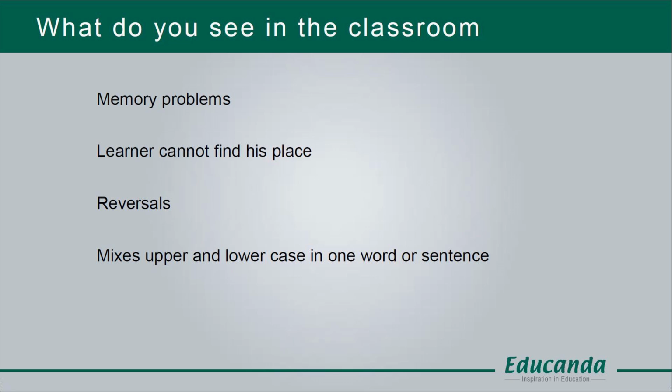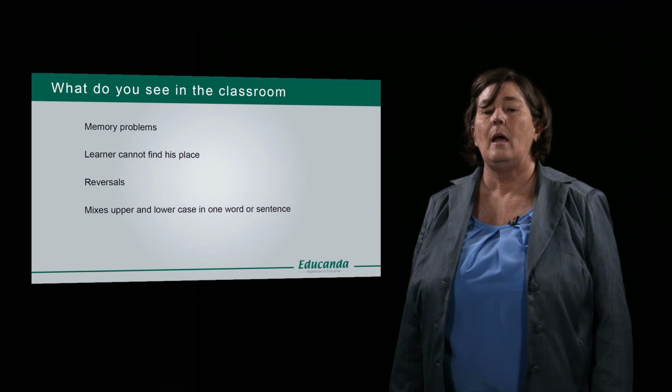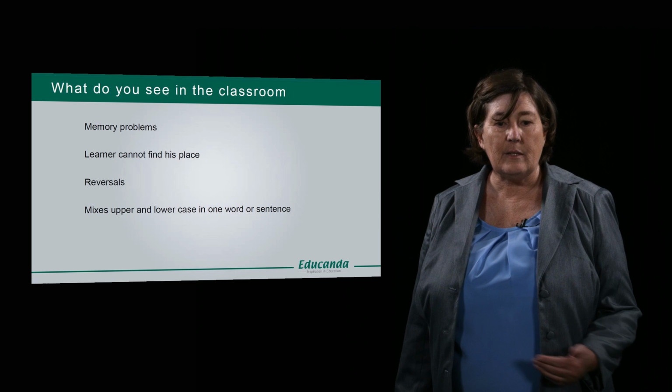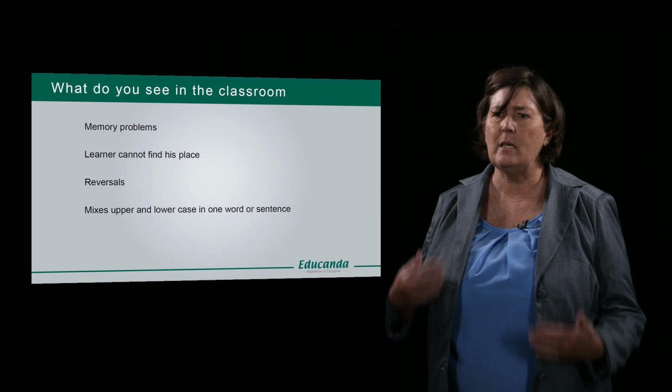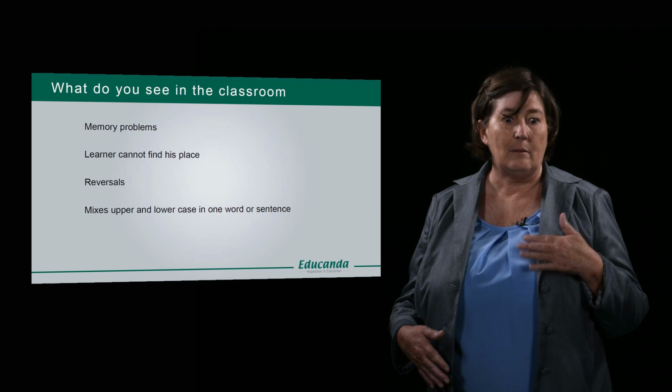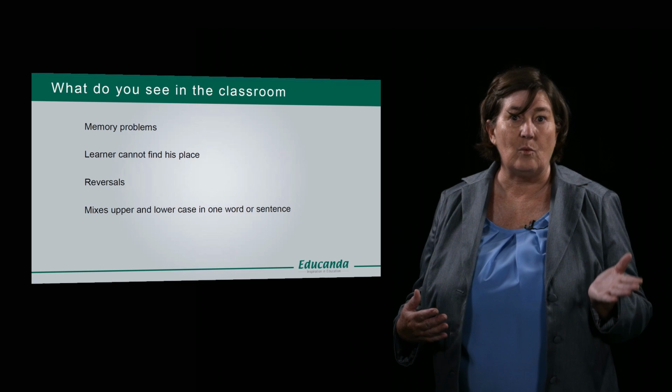Another problem that could arise is that they might have problems with memory, remembering what they've seen, or that when they have to copy or they have to write, they can't find their place where they're supposed to do that. Or it could be that it contributes to reversals, where they write letters the wrong way round and numbers the wrong way round. You could also find that when you look at their handwriting, they've mixed up uppercase and lowercase, and in the middle of the sentence you suddenly have a capital letter for no reason whatsoever.